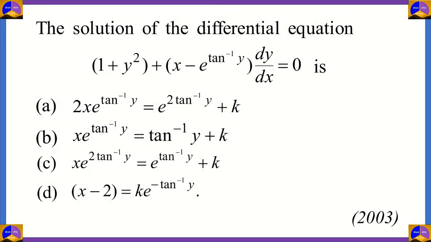So if you look at the options in this question, you will safely conclude that option A is the correct option. We used constant c there, and here they're using a constant k. Again, it does not matter, so option A is the correct option for this question asked in 2003.